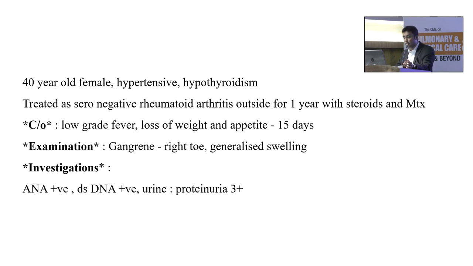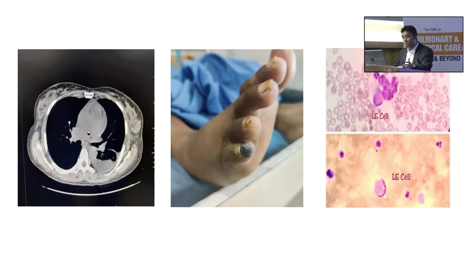The patient had gangrene of the right toe. ANA was positive, double-stranded DNA was positive, and proteinuria was 3+. So she was classically a case of SLE with a lupus flare, and she had end-organ involvement in the form of renal manifestation. So we did the tapping of the fluid, and as you can see, in the pleural fluid we got LE cells. So the rheumatologist was very much convinced that we were dealing with lupus pleuritis along with lupus nephritis, and since the patient had end-organ damage, he wanted to start pulse steroid along with cyclophosphamide.